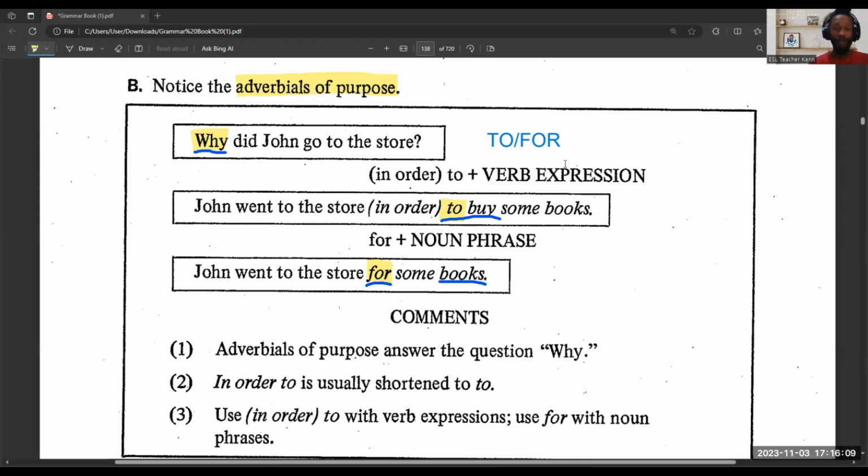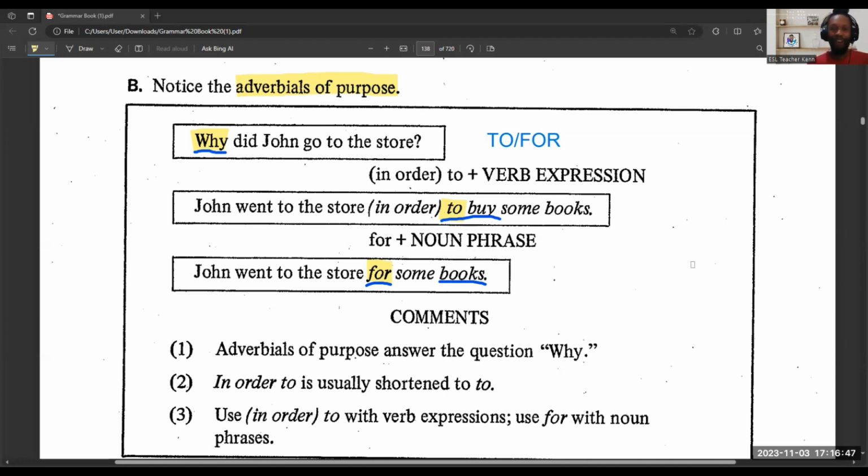So again, we're going to be using to and for when we are expressing situations or answers to the question why. And we're going to use to with actions, okay, or verbs. So to buy, to eat, to have, okay? And then we will use for with nouns, or let's say things. For some books, as it says there, for my friends, for the apartment, for you, okay?